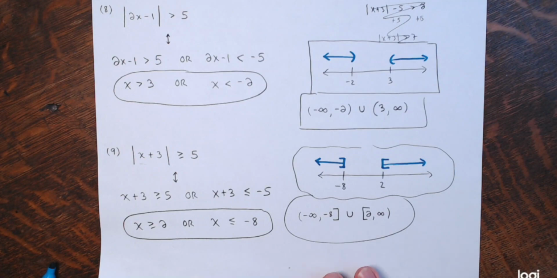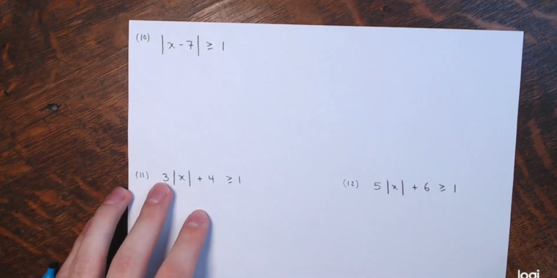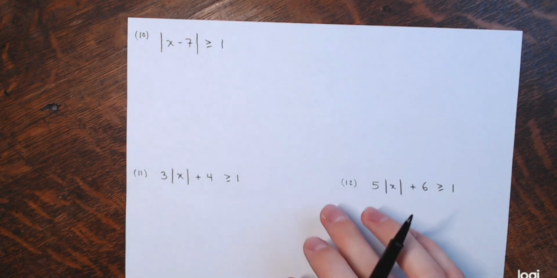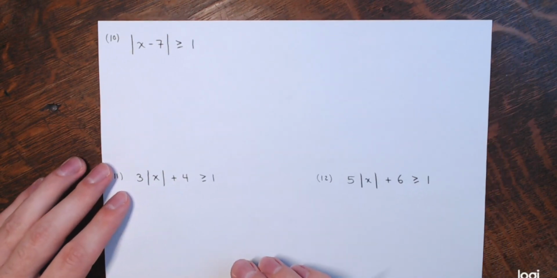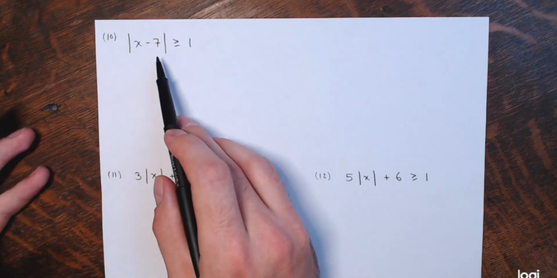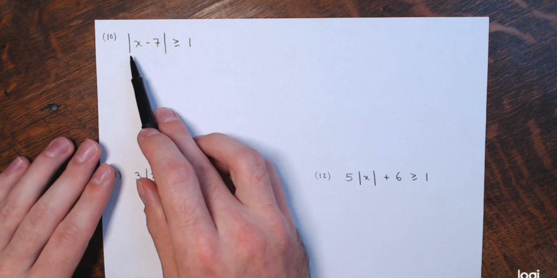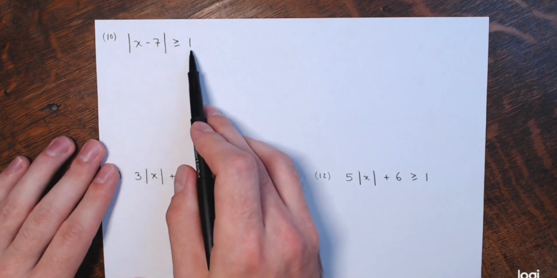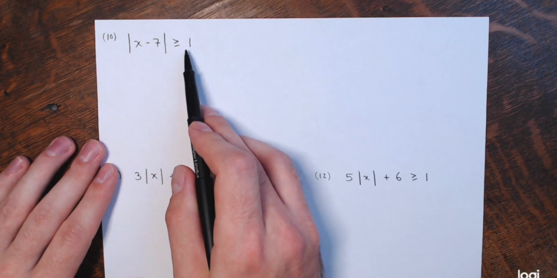Example 10, I'm down to the last 3 here, last page. Example 10, again, pretty similar setup to the previous 2 examples. You got the absolute value expression already alone, which is great. Absolute value of x minus 7 is greater than or equal to, and then a positive number, which is wonderful.